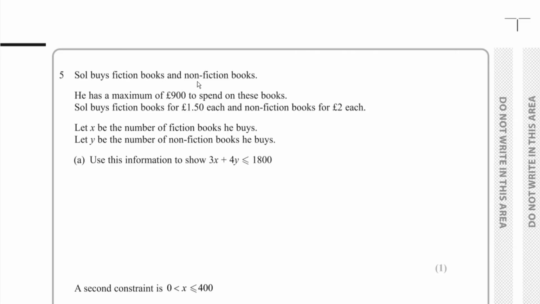Sol buys fiction books and non-fiction books. He has a maximum of £900 to spend on these books. Sol buys fiction books for £1.50 each and non-fiction books for £2 each. Let x be the number of fiction books he buys. Let y be the number of non-fiction books he buys. Part A. Use this information to show that 3x plus 4y is less than or equal to 1800.